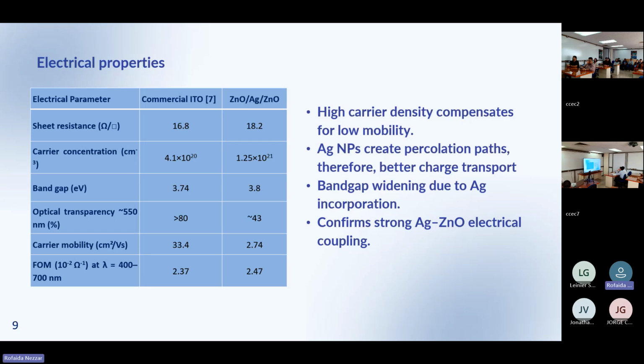So all these results together mean that we achieved a balanced trade-off between transparency and conductivity, which is not perfect yet, but it is quite promising. And the plasmonic behavior is both a challenge and an opportunity, which reduces visible transparency, but also adds a new tunable function if we're talking about optical properties.